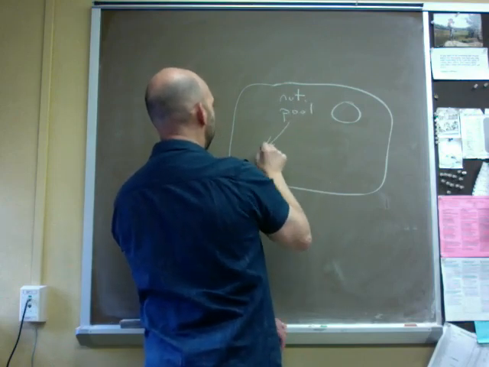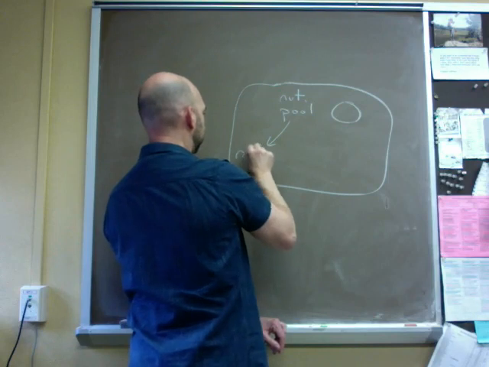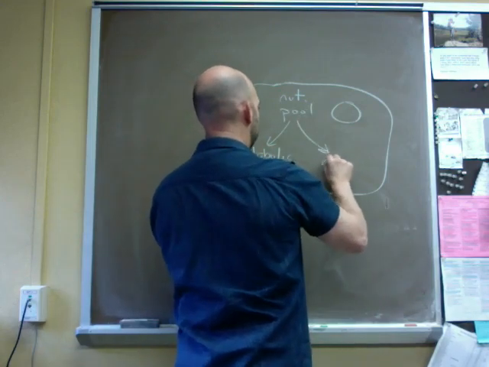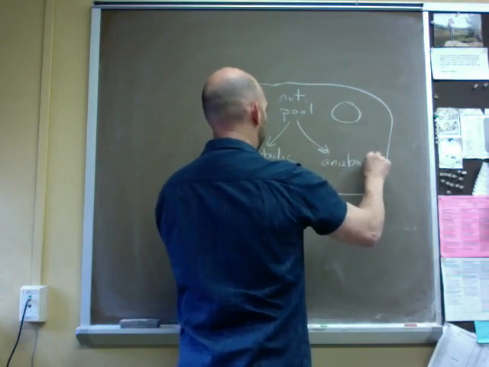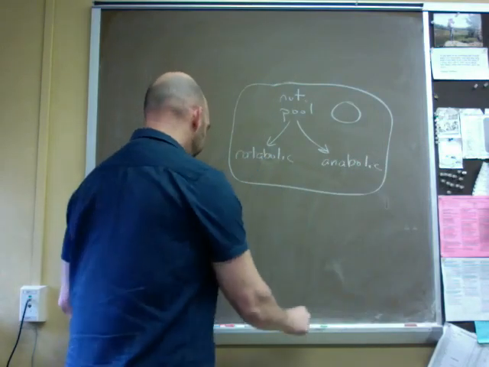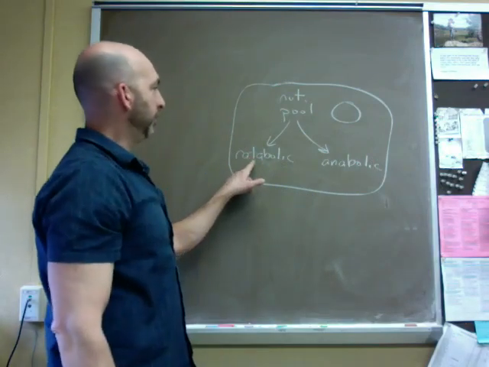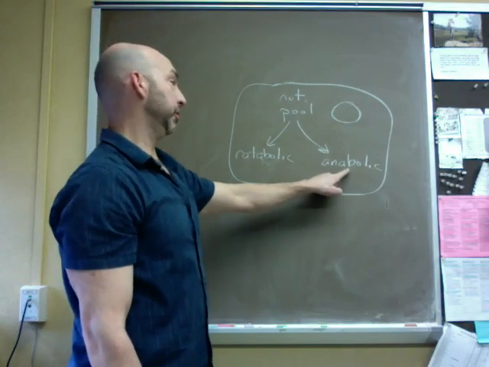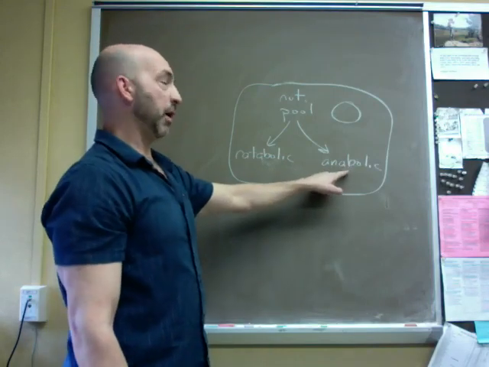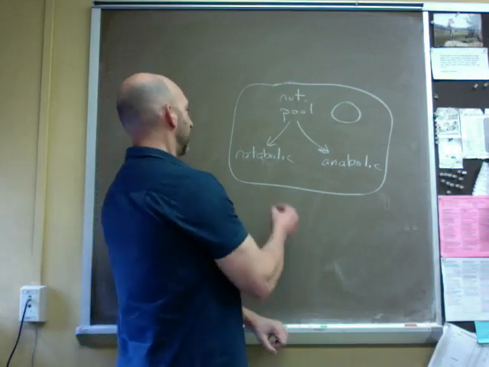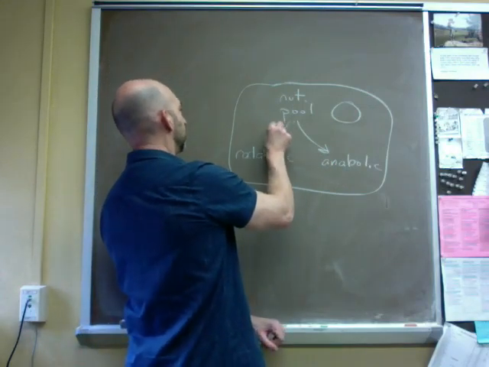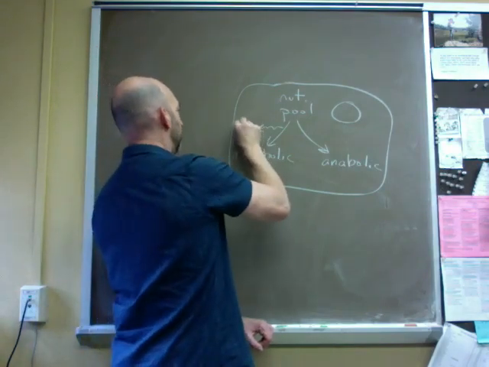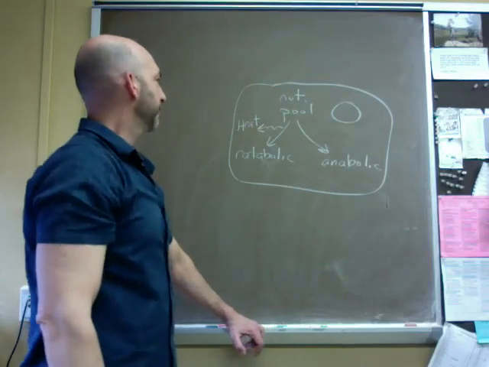We can be catabolic with it, or we can be anabolic with it. Right? Those are the two general divisions of metabolism: breaking things down, releasing bond energy, and building bonds and larger molecules, requiring energy input.